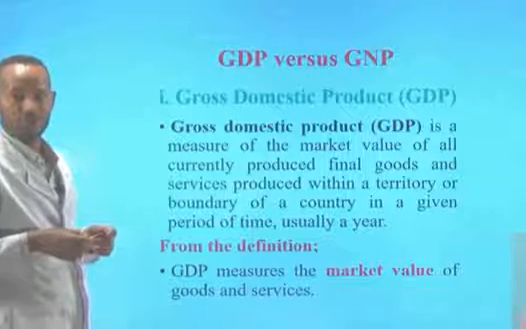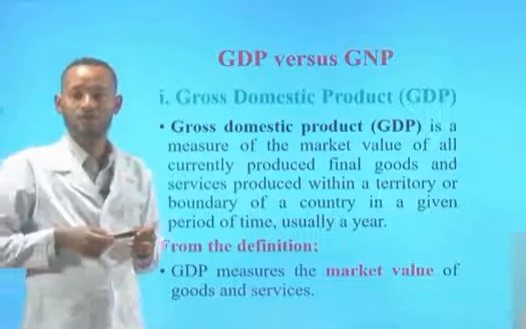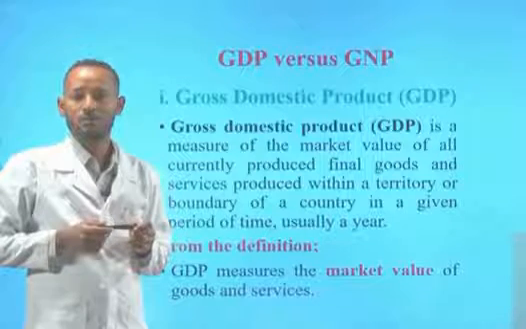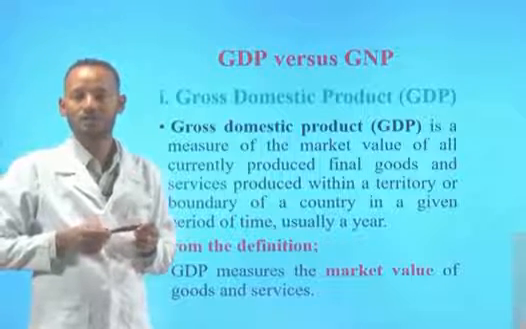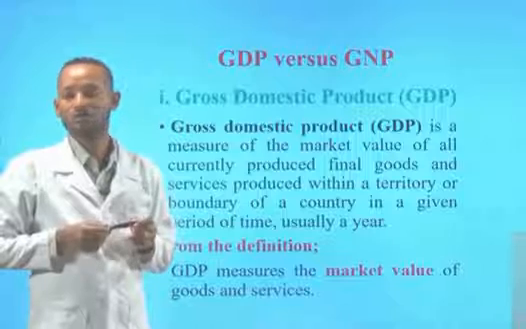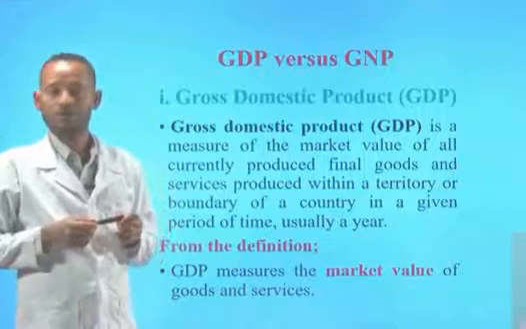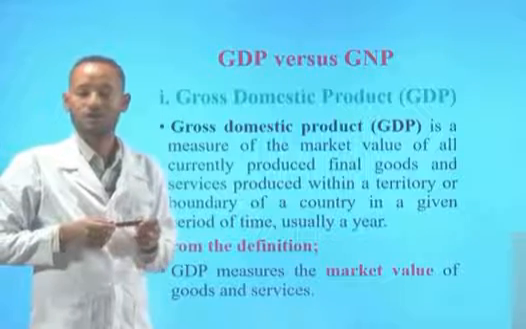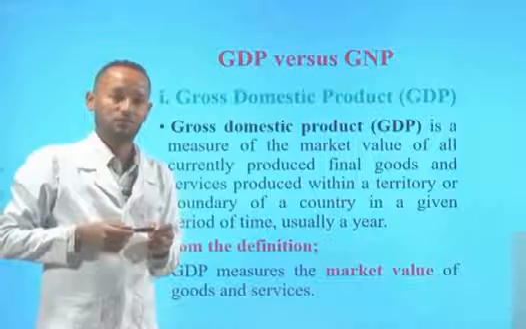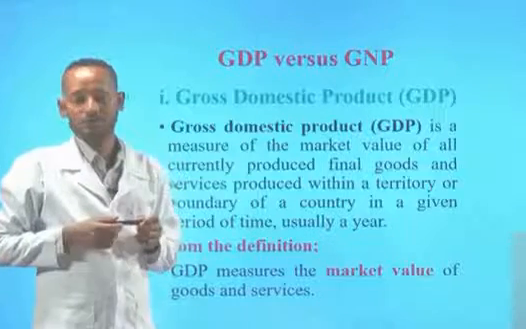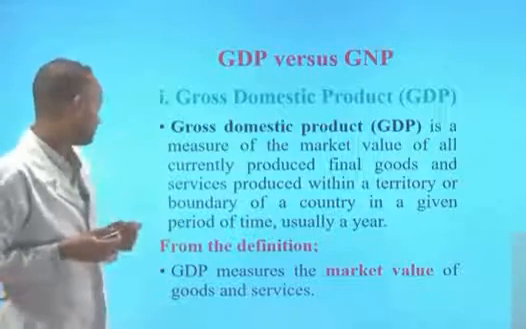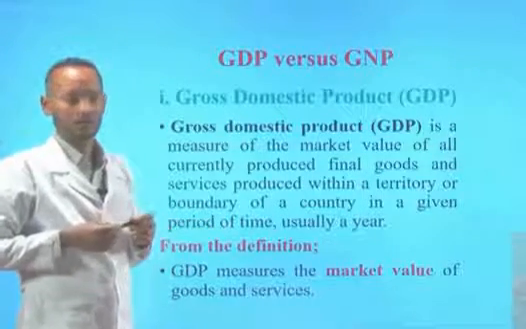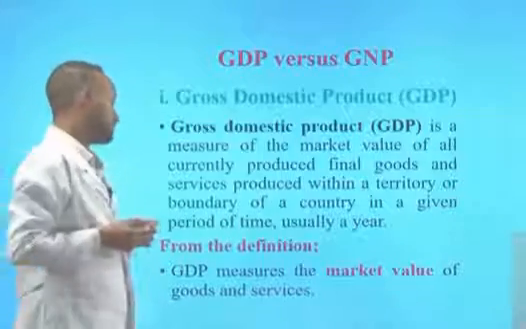From the definition, GDP measures the market value of goods and services. Since different products produced in an economy have different units of measurement, it's difficult to use one unit of measurement to measure GDP. So we have to convert all the outputs and all the services produced in an economy using market value. So we can measure GDP using birr or dollar. That means we cannot measure GDP using liter, kilometer, or other units of measurement.